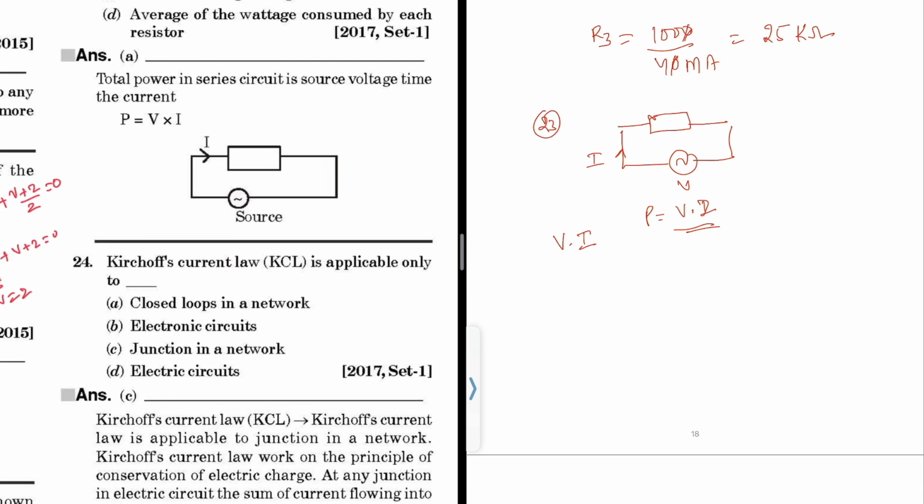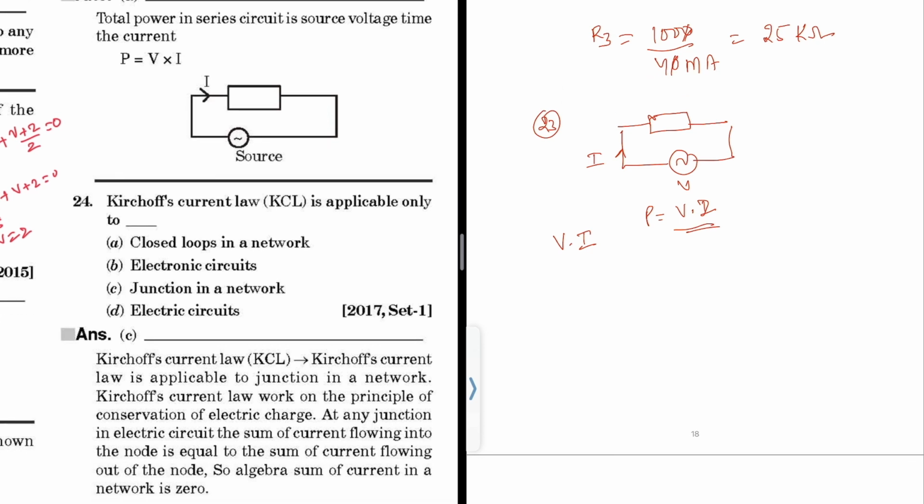So Kirchhoff's law is applicable only to. Okay, so this is KCL, right? KCL is applied at a junction of some branches, right? So KCL is valid at a junction in a network. So option will be C.